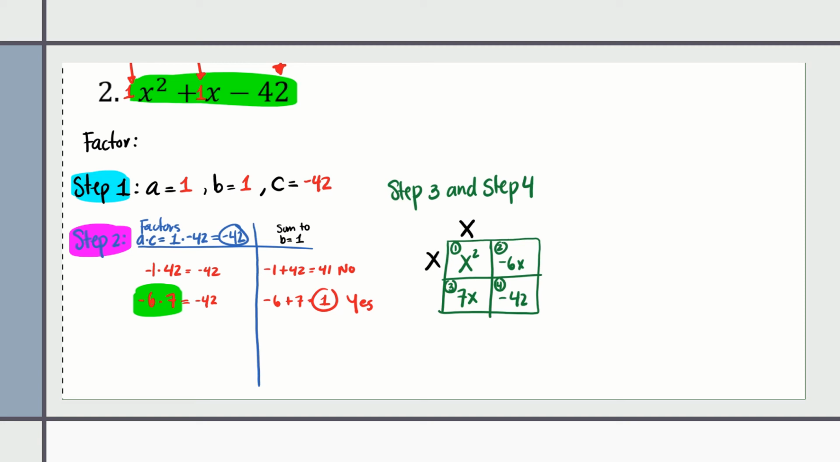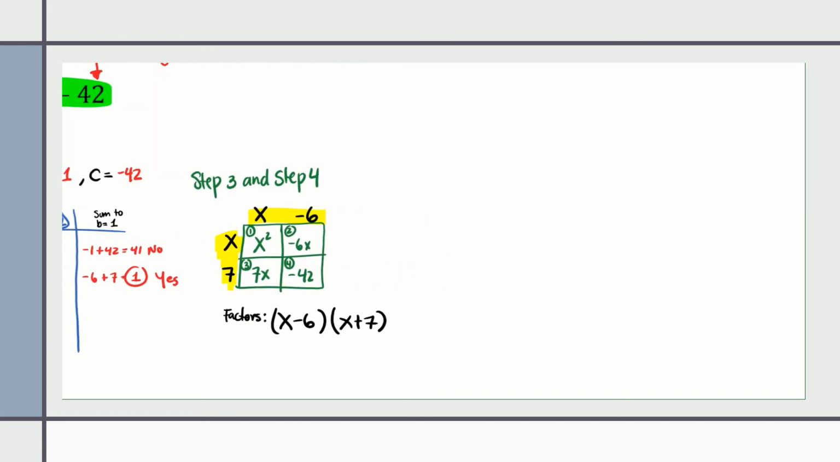So the outside is going to be our factors. I want two numbers that multiply to x squared, which is x and x. And on top of box 2 is negative 6, because negative 6 times x is negative 6x. And so on for the outside of box 3 as well. So the outside are your factors, which are x minus 6 and x plus 7.